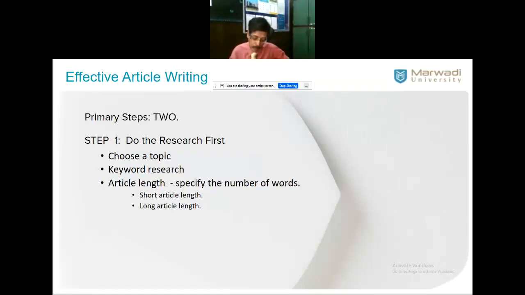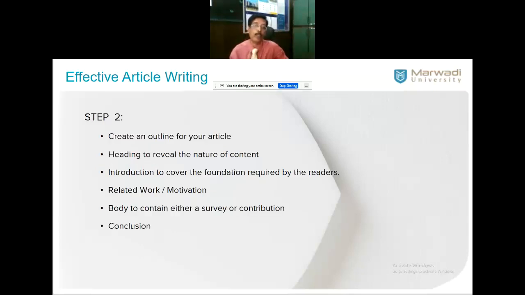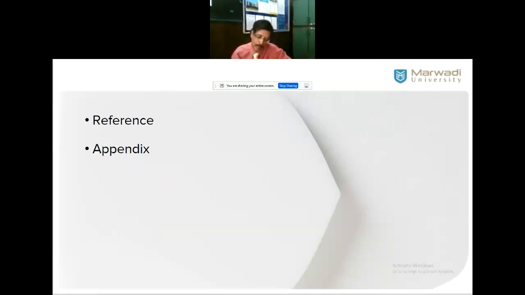That's important. So when you go to the next one, step 2, you have to write an outline for your article. What you want to do is a skeleton structure of an article, and headings to reveal the nature of the content. So you don't give any hiding. By reading the content or title itself, people should know what you are going to do, what context you are developing, what you are going to provide. Is it an algorithm or a prototype? The introduction covers the foundation, then related work and body to contain either a survey or a contribution, then conclusion. This is by and large the structure. Of course, references and appendix will also be part of it.